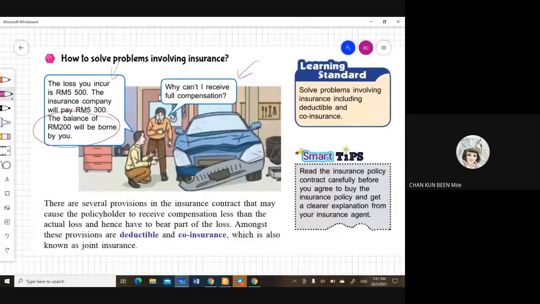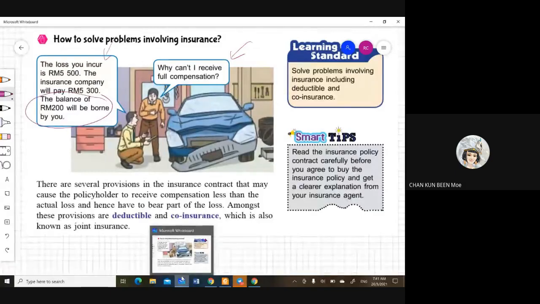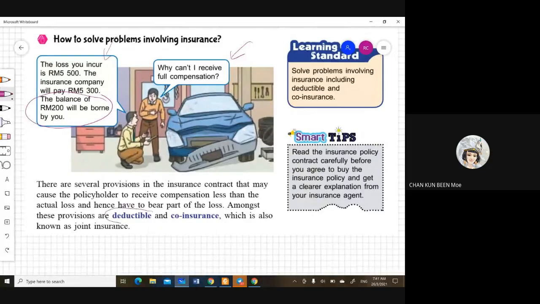Okay, then if you look at this one, there are several provisions in the insurance contract that may cause the policyholder to receive compensation less than the actual loss and hence have to bear part of the loss. So among these provisions are deductible and co-insurance, which is also known as joint insurance. This one. Okay. So I'm going to move on.